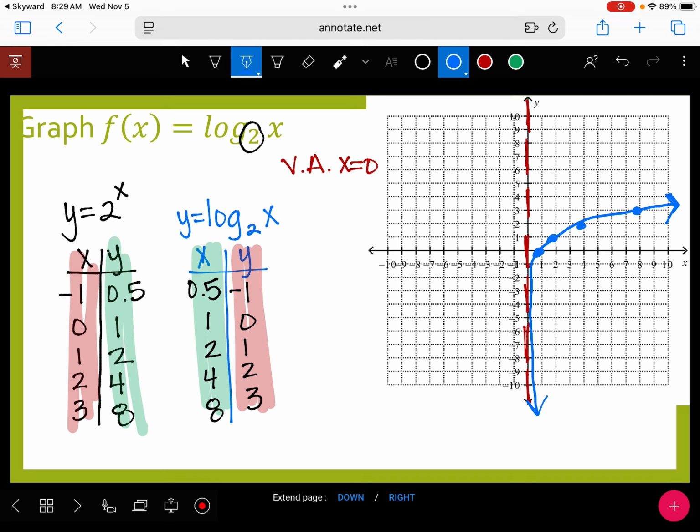On the quiz, you have to graph an exponential, but on the test, you're going to graph a log. So the main thing to keep in mind is we do have to flip it. We have to flip our x and our y.